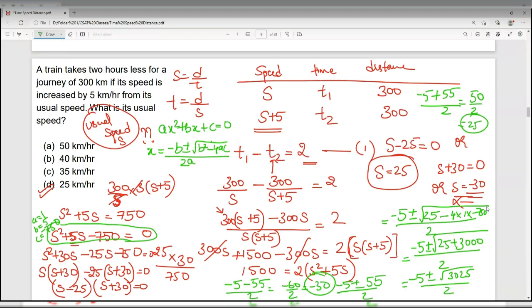These are the values. This is a tough question, just because there is a quadratic equation that you have to solve. Concept wise, this is simple. If you follow this chart, it is simple.